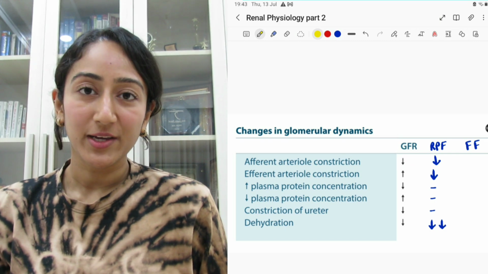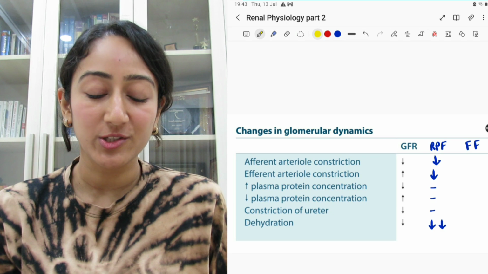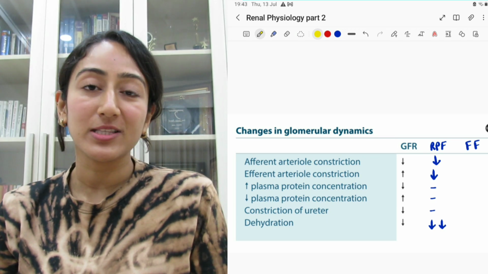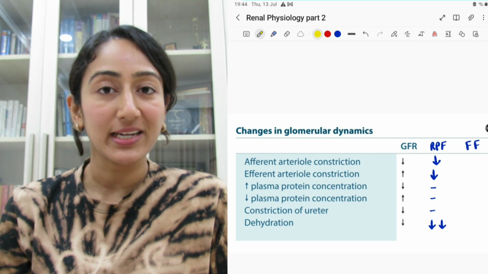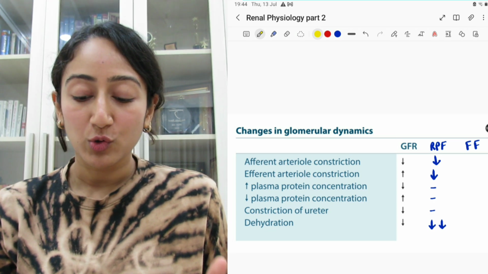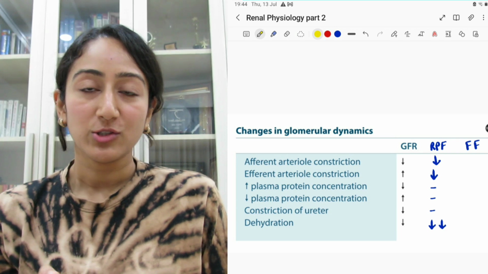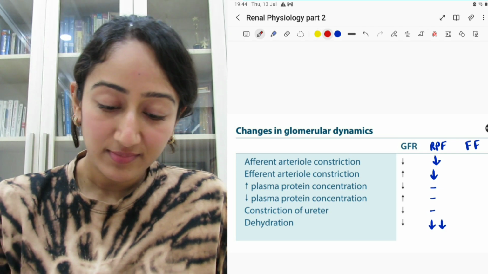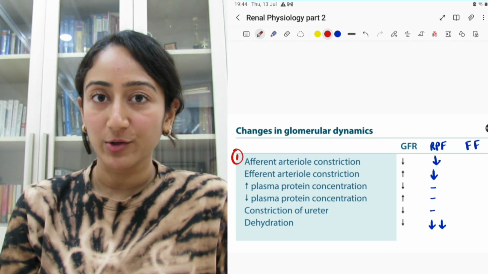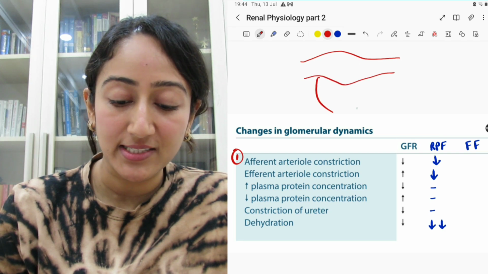So we are going to apply whatever we learned about hydrostatic and oncotic pressure in this topic, which is changes in glomerular dynamics, based on what happens when our efferent arteriole constricts or dilates, and what effect it has on the filtration fraction. So this is a very important topic, and it's a bit confusing if your concepts are not right. So let's try to figure this out. Let's see the first scenario. What happens when you have afferent arteriole constriction? Let me just draw a rough diagram for you guys, what we had seen earlier.